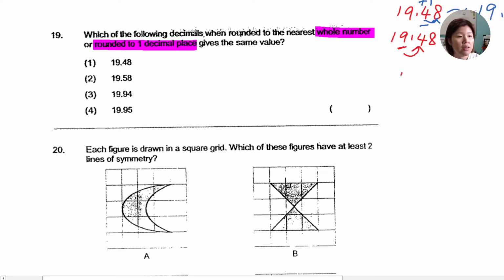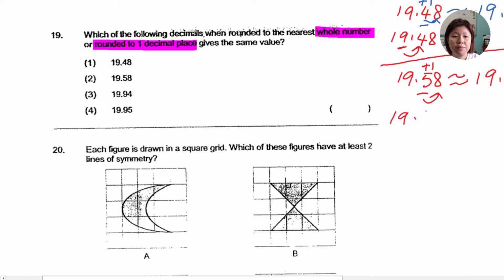Next, 19.58. One decimal, I look at 5 and my neighbor is 5 and more, so we plus 1, it will be 19.6. Whole number, look at 9 and the neighbor 5 is more than 5, so I plus 1, and 9 plus 1 is 20, so my tens place also need the plus 1. It will end up with 20.